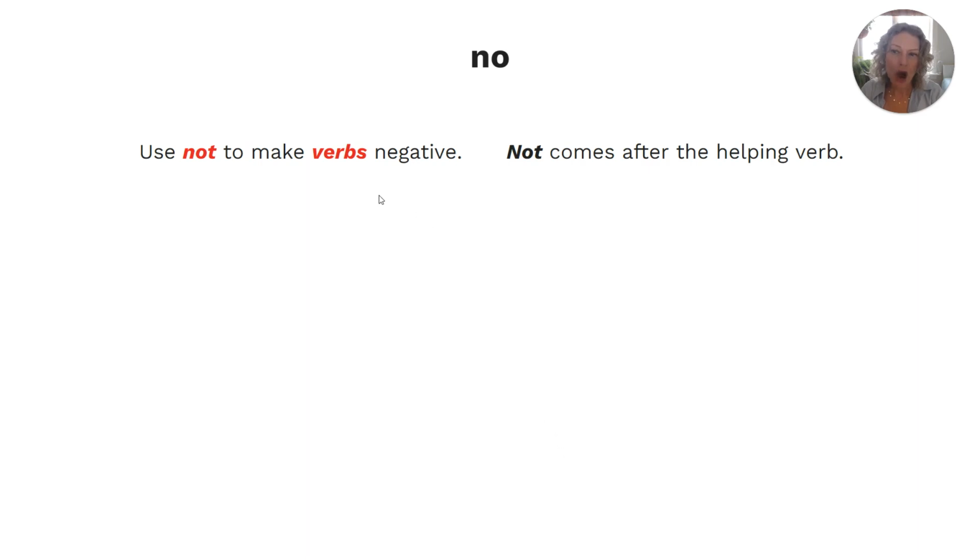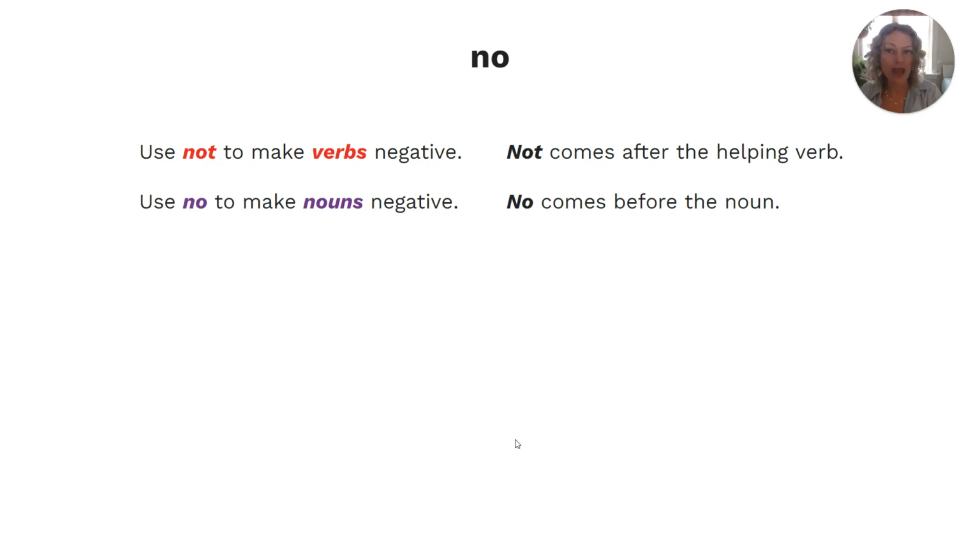Another way to convey a negative meaning, to communicate a negative meaning, is to use the word no. So when you use not to make a verb negative, not comes after the helping verb. And what we're saying is that the action did not happen. We're focusing on the action. But when we use no, we use that to make nouns negative. And no comes before the noun. And when we use no, we're saying there's zero quantity of that noun. It's a quantifier. So here's an example.